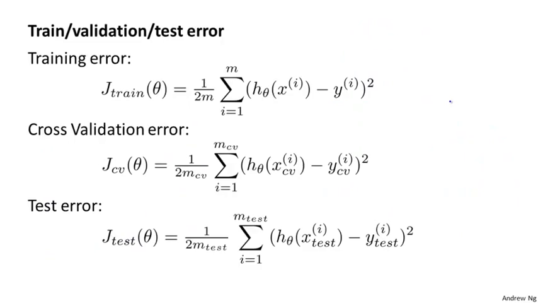So now that we've defined the training, validation, or cross-validation and test sets, we can also define the training error, cross-validation error, and test error. So here's my training error, and I'm just writing this as J subscript train of theta. This is pretty much the same thing. It's usually the same thing as the J of theta that we've been writing so far. It's just a training set error, as measured on your training set.